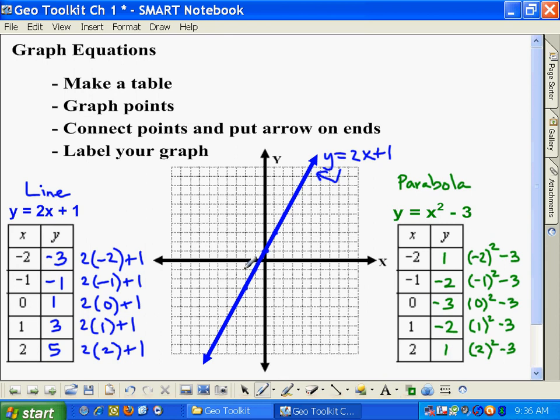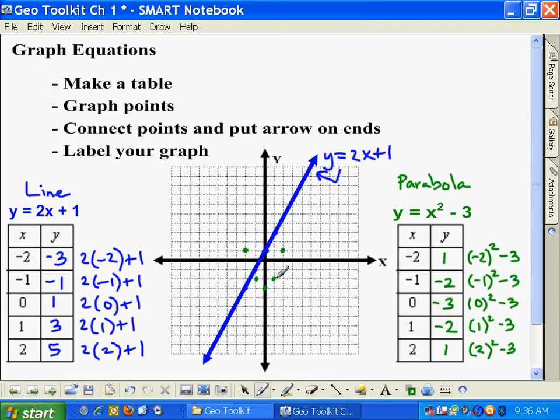So here's -2 comma 1. That's going to be right there. We're going to have negative 1 comma negative 2, so that's going to be right here. We're going to have 0 comma negative 3, so that's 0, down 3. We're going to have 1 comma negative 2, which will be right there. And then we have 2 comma 1, which will be right over here.